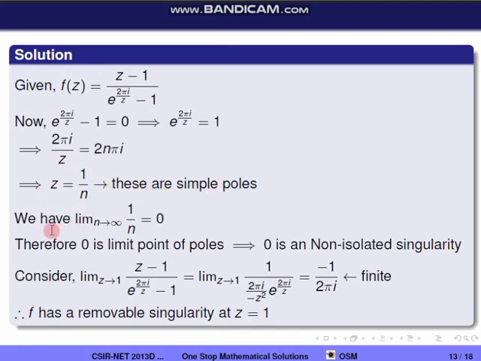So now we have limit n tends to infinity 1 by n is equal to 0. That is, 0 is the limit point of poles. So 0 is a non-isolated singularity.